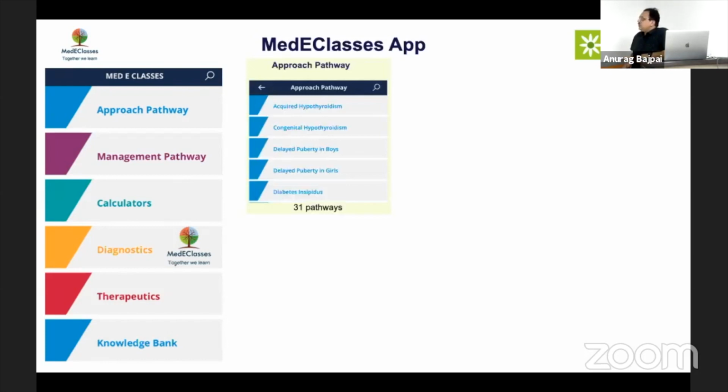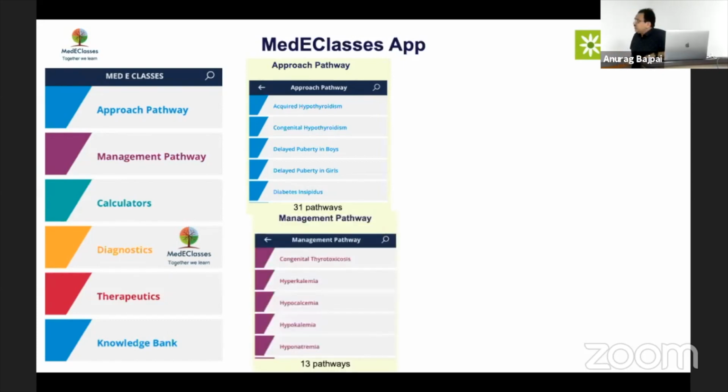We have got 31 approach pathways, which basically cover every condition that you will encounter as a pediatric endocrinologist. We have got around 13 management pathways which cover the various possibilities. And when you talk about these pathways, they actually look simple when you solve them, but they are actually very complicated algorithms. There are various weightages given to different situations, so that we select the lowest resources required to reach a diagnosis.